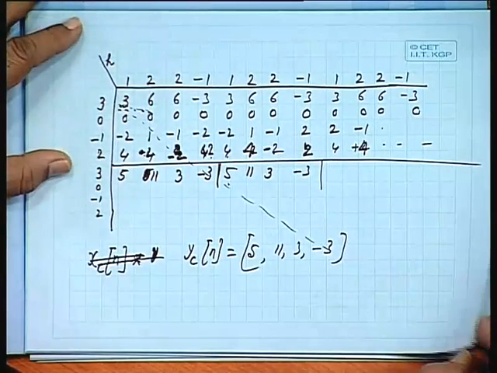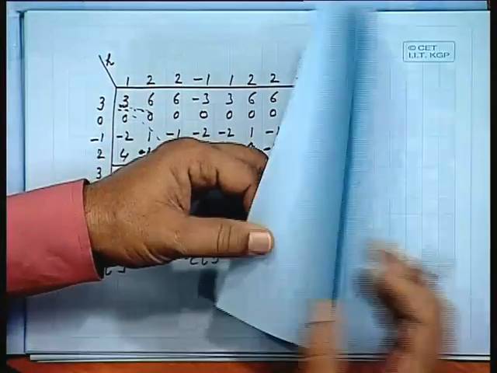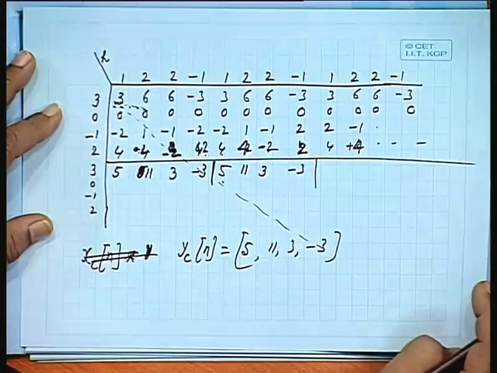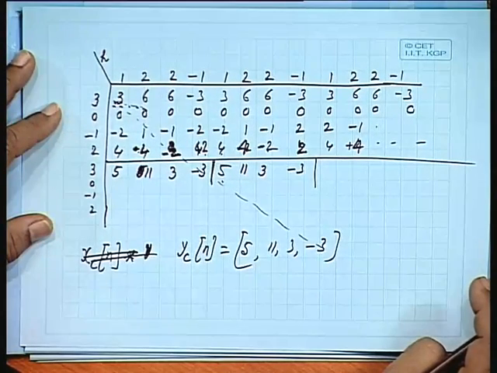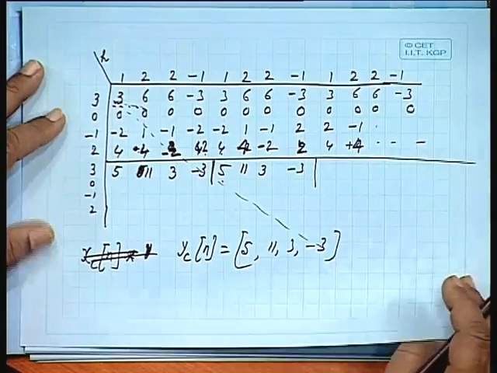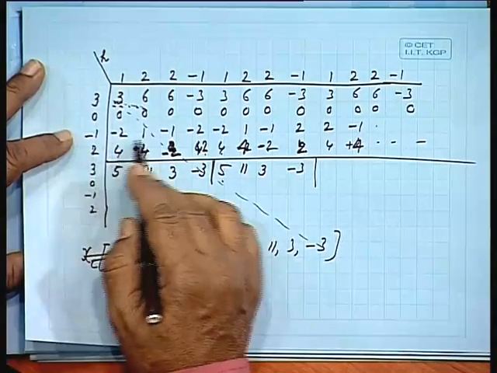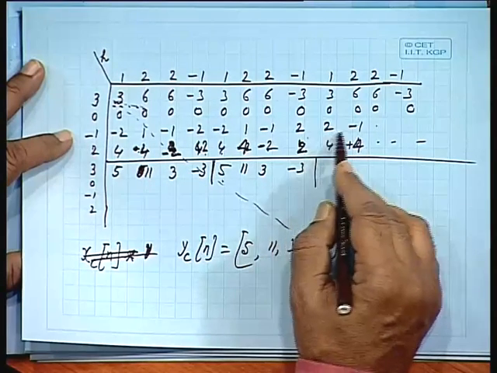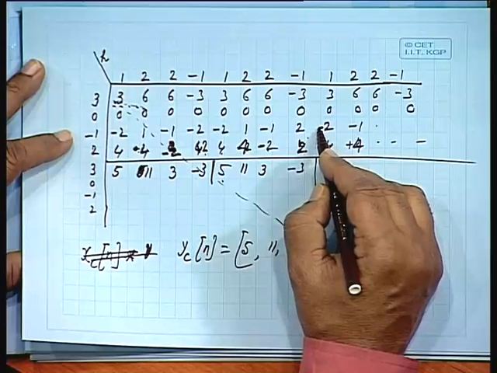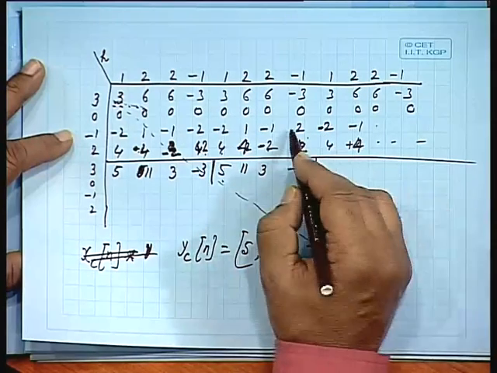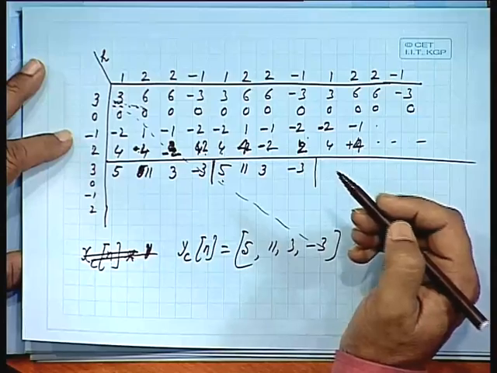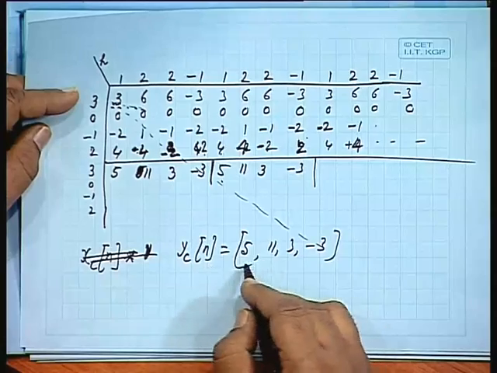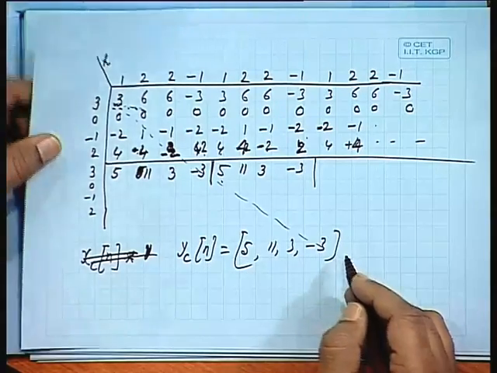Now, see how do you write the sequences? Third row. Minus 2, 1, this one? No. Last two, 2, 2. This is minus 2. Is that so? Okay, yeah, minus 2. So, y c becomes 5, 11, 3, minus 3.